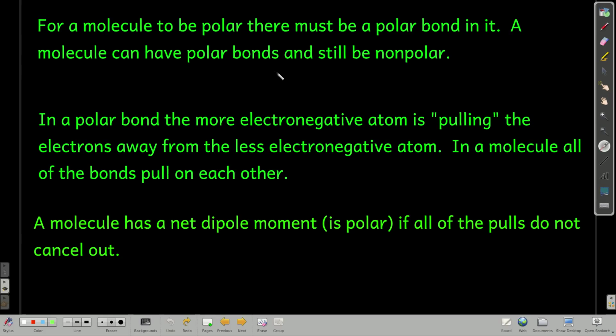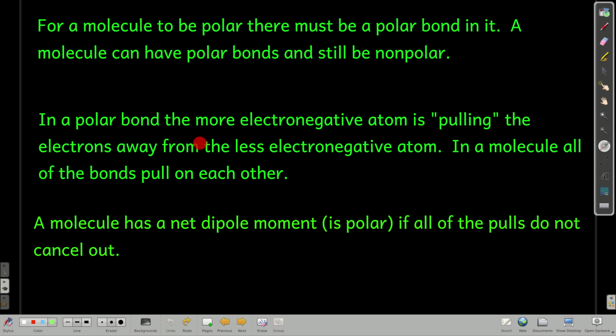Now, for a molecule to be polar overall, there has to be at least one polar bond in it. There can be more than one. But if there are no polar bonds in a molecule, then no matter what, that's just a non-polar molecule, period. There is no dipole moment, we say. So for example, a hydrocarbon, all carbons and hydrogens, no matter what, that's always going to be non-polar.